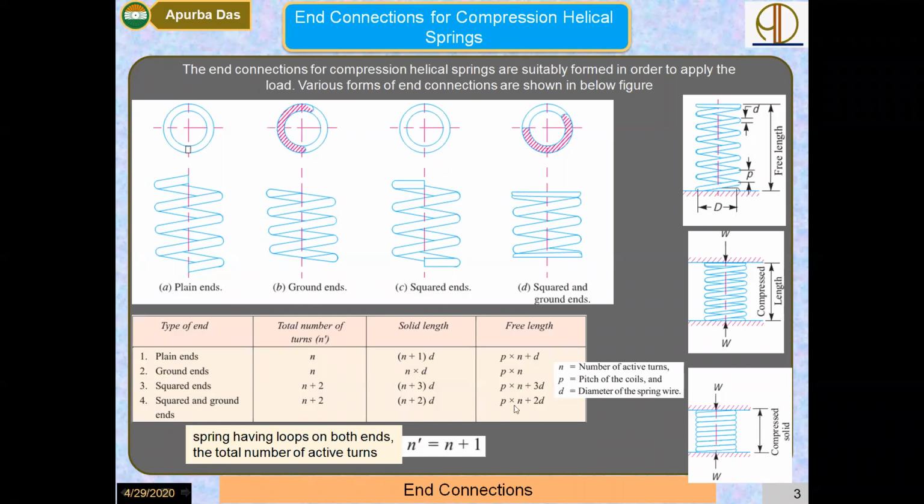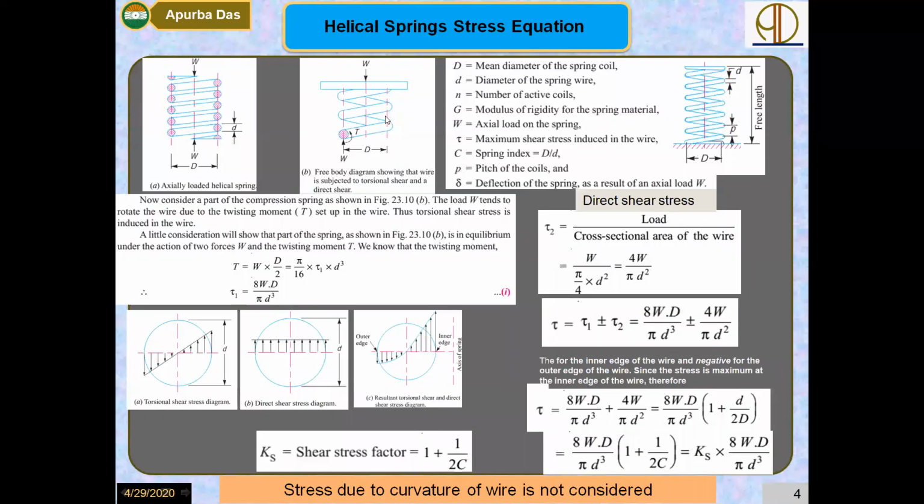N is the number of active turns and p is the pitch. Pitch means the distance from one coil to another coil when there is no load applied. And small d is the diameter of the spring wire. Okay, so next we will come to the helical spring stresses and the equations.